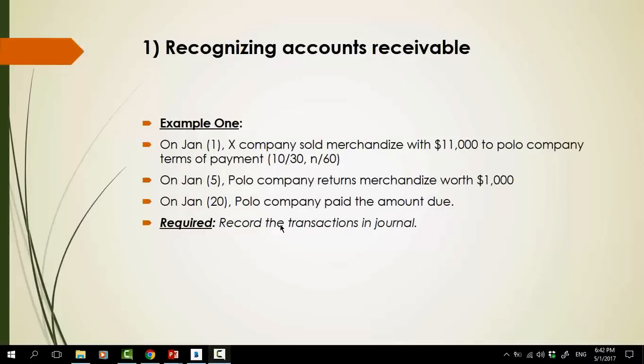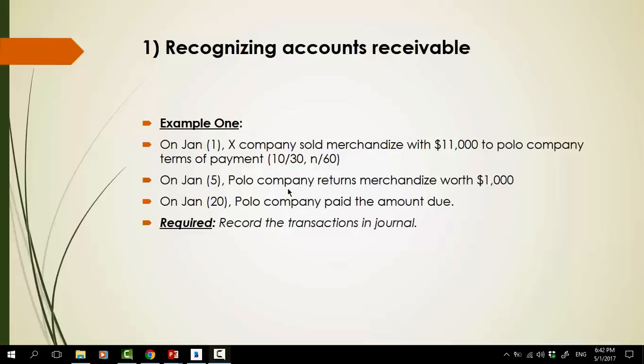When the company recognizes that it is owed an amount of money from customers, for sure when it sells merchandise on account. Suppose that we have this example. On January 1st, X company sold merchandise inventory worth $11,000 to a company. The term of payment 10/30. If the payment is made within 30 days, these customers will be granted a 10% discount.